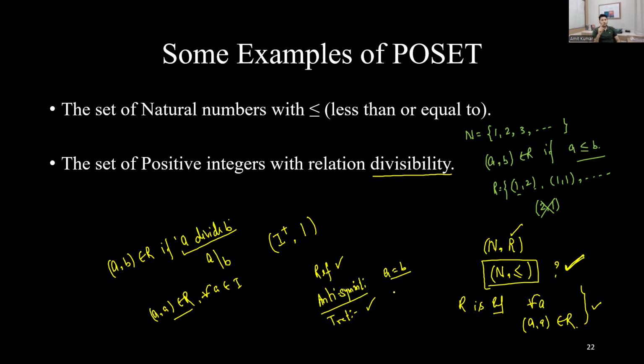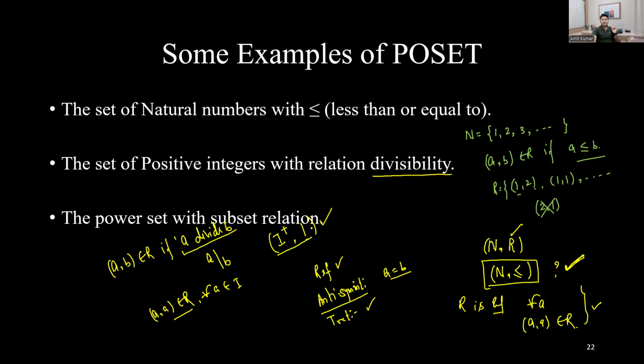So 4 divides 8, so (4, 8) belongs to R, but 8 does not divide 4. So we can't take this pair. The pair must be such that A divides B and B divides A, and this condition is only satisfied when A and B are the same integer. So yes, divisibility is anti-symmetric too. Hence, all three conditions, reflexive, anti-symmetric, and transitive, hold. So this relation, divisibility, is a partially ordered relation, and this complete set is a poset, or partially ordered set.